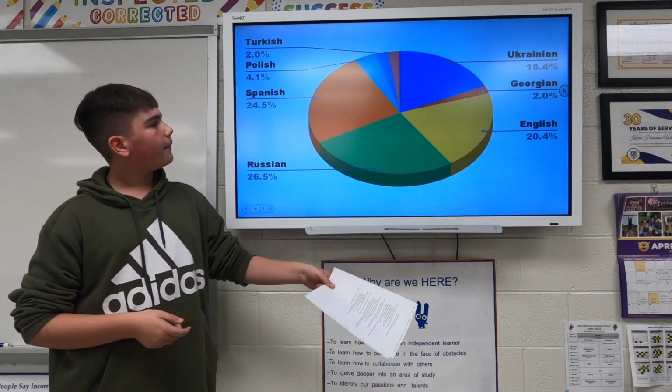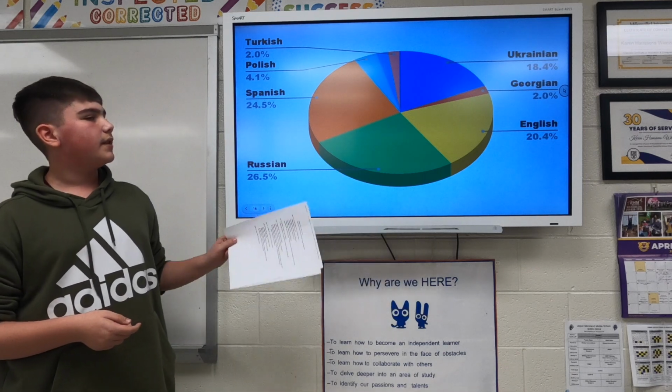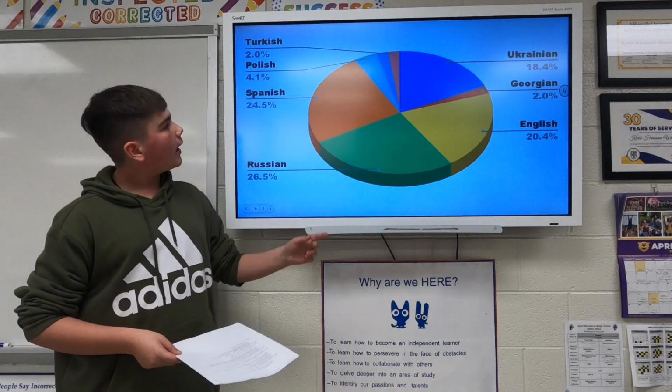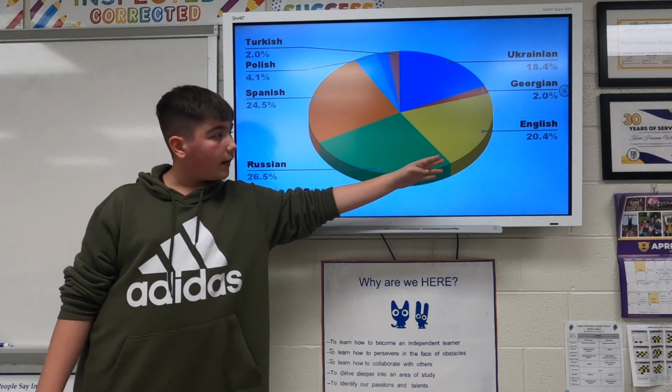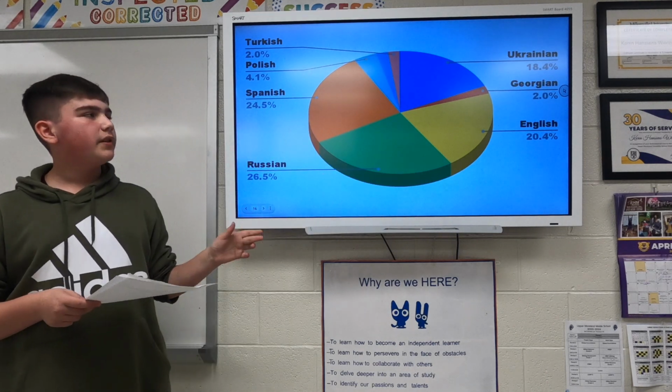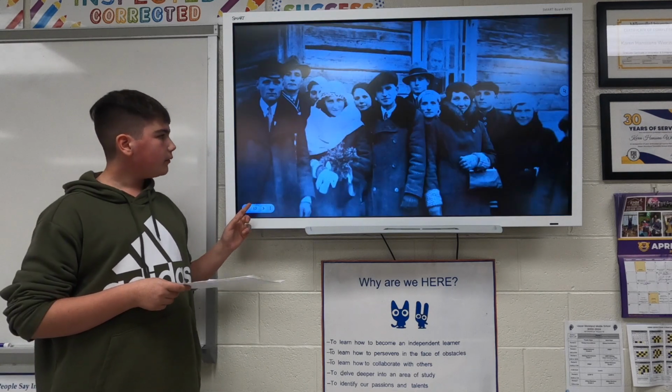This is a graph from Miss Monastero's ELL class, and how the majority of them spoke Spanish, but a surprising amount spoke English. And I'm surprised Georgian was also spoken.